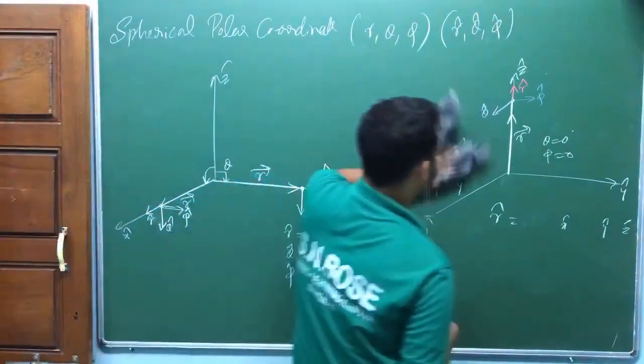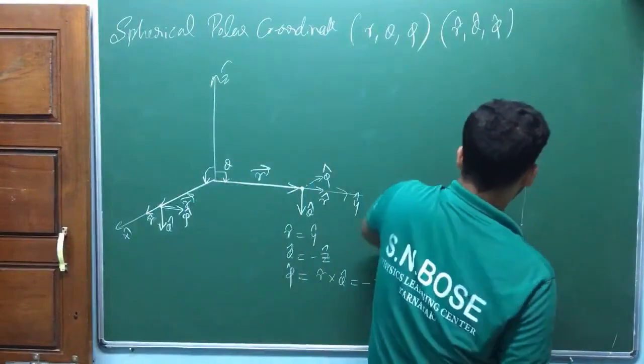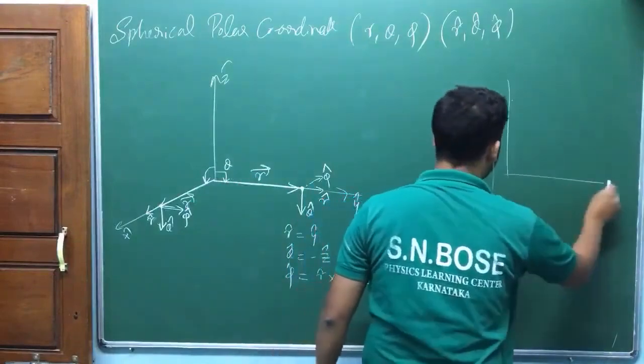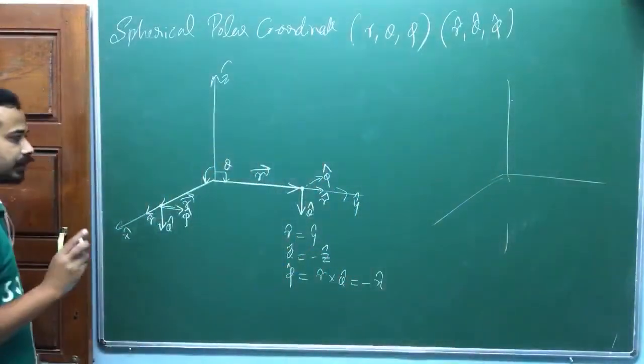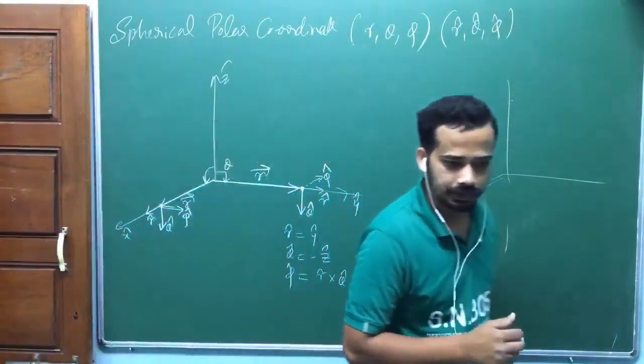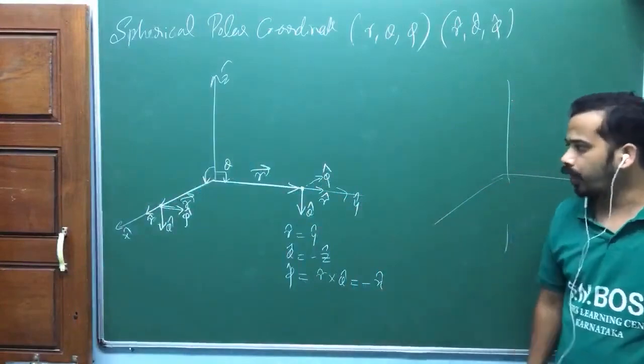So take a point on the negative z-axis and try to find what the r cap, theta cap, phi cap directions are, because these ideas are required somewhere in the problem later, okay? So do that one, or if you do the problem, I think.